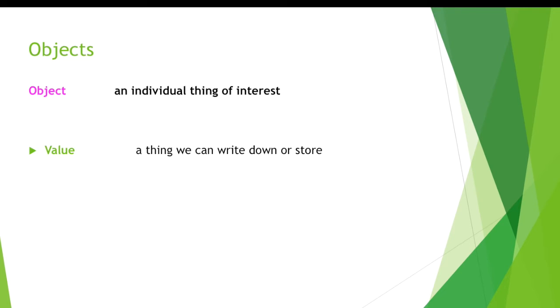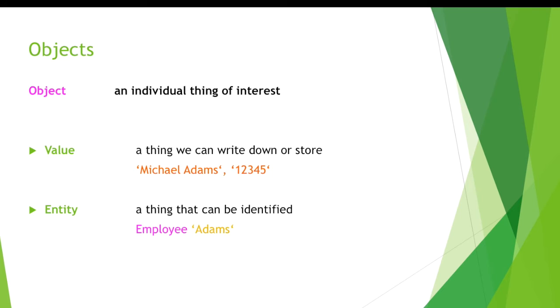Starting with objects. So an object is an individual thing of interest. An object can occur in two different ways. As a value, which is a thing that we can write down and store, for example, a name or a number, such as Michael Adams or 12345, or as an entity, which describes a thing that can be identified, but not necessarily be written down or stored as such, a person or an employee Adams. And that's why we have the value types. So we can identify each entity that we can't write down to have a value by which we can write it down.